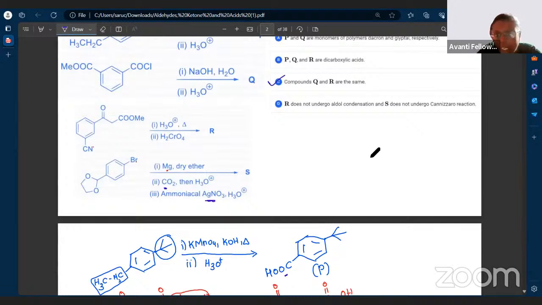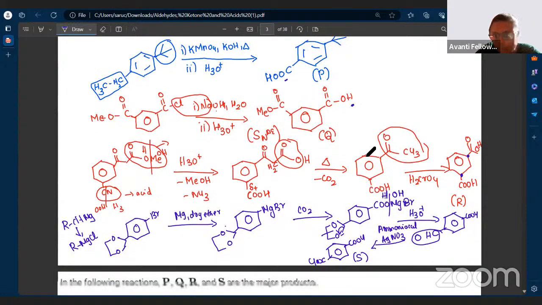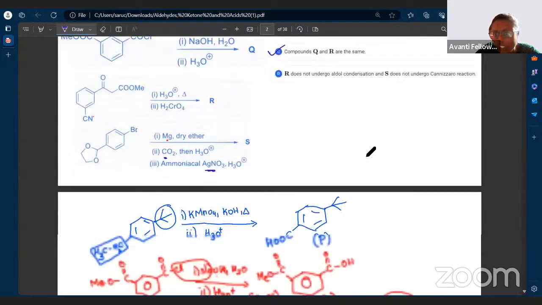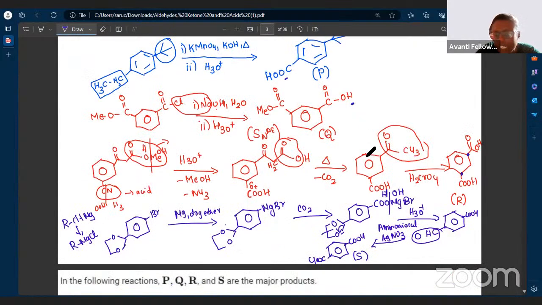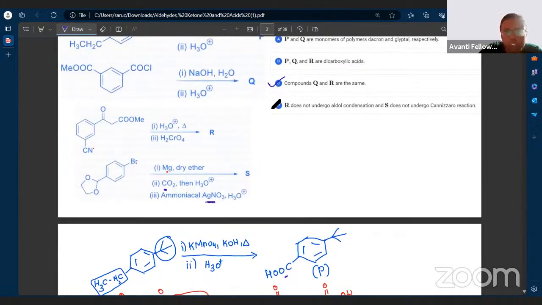R will not undergo aldol condensation. Why will R not undergo aldol condensation? Because it does not have the alpha hydrogen. And S will undergo the Cannizzaro reaction. For the Cannizzaro reaction, no alpha hydrogen should be present, and no alpha hydrogen is present over here. So S will undergo the Cannizzaro reaction. So options C and D are going to be the right answer.